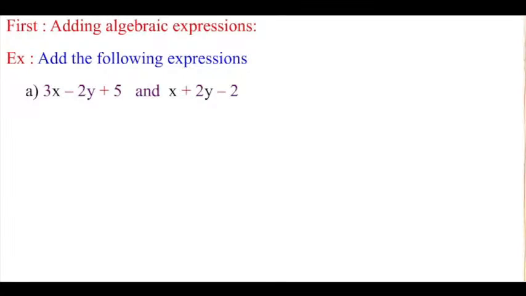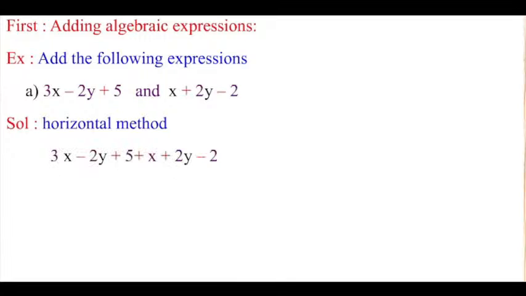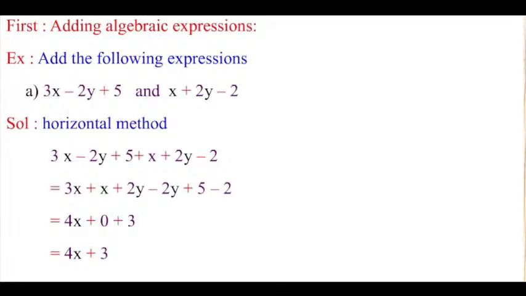Unit 2, Lesson 4. First, adding algebraic expressions. Example: add the following expressions. A, 3x minus 2y plus 5 and x plus 2y minus 2. Solution, horizontal method. 3x minus 2y plus 5 plus x plus 2y minus 2 equals 3x plus x plus 2y minus 2y plus 5 minus 2 equals 4x plus 0 plus 3 equals 4x plus 3.